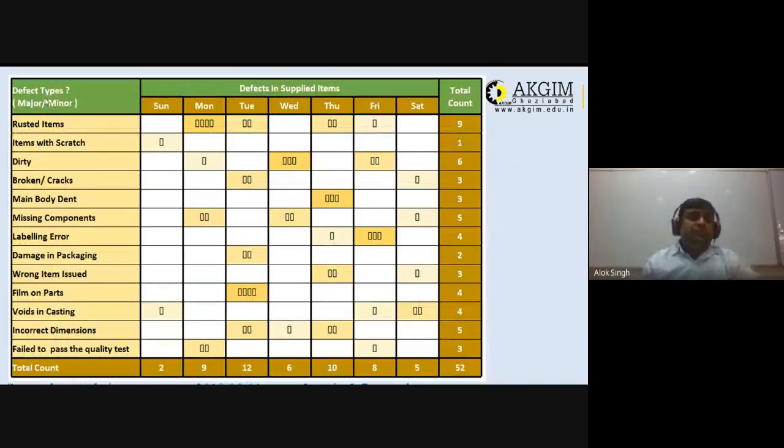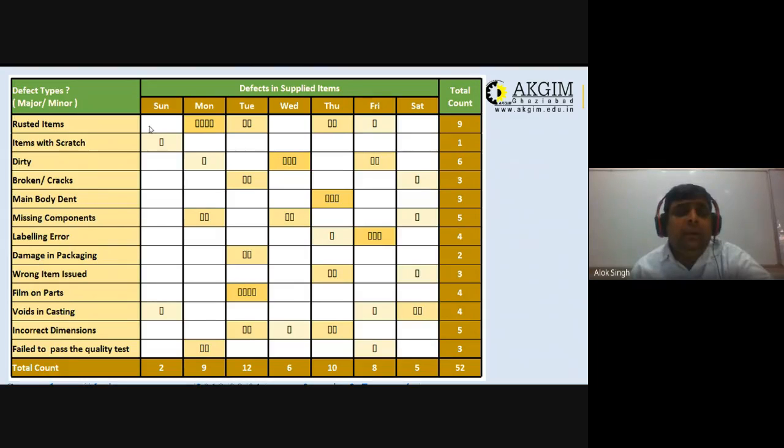Like there are various defects in your production facility. So defect types are major and minor, and you have identified them. Okay, so these are defects like rusted items, items with scratch, dirty, broken cracks, main body dent, missing component, labeling error, and so on. So these are the various defect types. Okay, and you have noticed the occurrence of those defects.